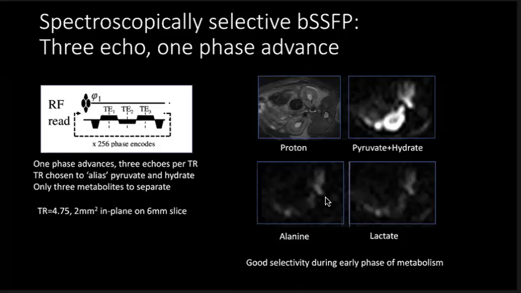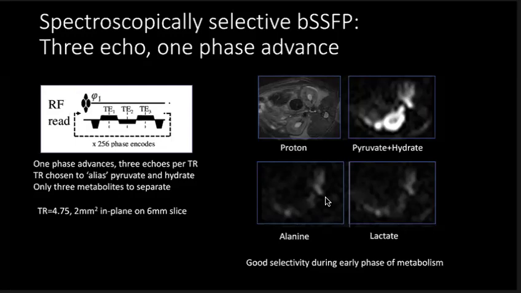with just 3 echoes, if you choose your TR correctly, in these tumors, you generally have 4 metabolites you're interested in, which is pyruvate, pyruvate hydrate, alanine, and lactate. But the pyruvate and the pyruvate hydrate basically track each other. And if you make the appropriate choice of TR, you can get that balanced SSFP profile set up in such a way that pyruvate and pyruvate hydrate basically collapse into the same channel. And so now all I have to worry about is the alanine and the lactate.